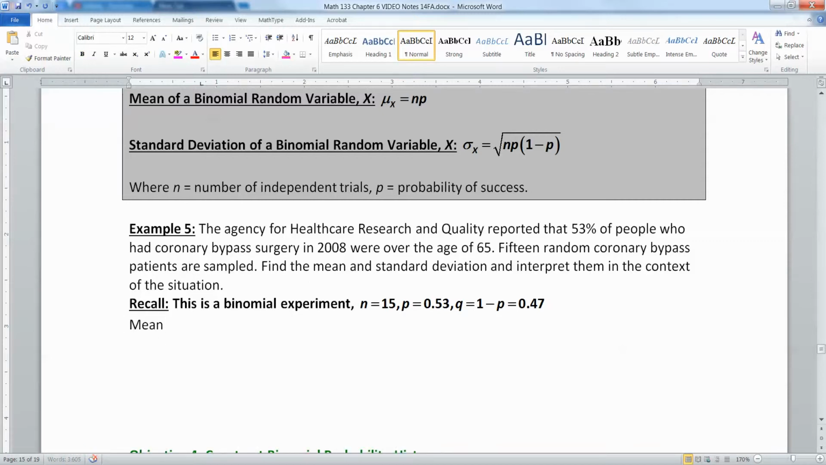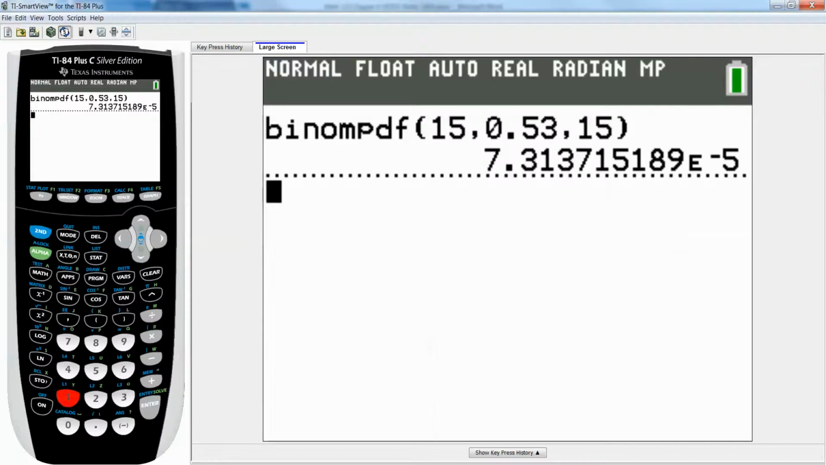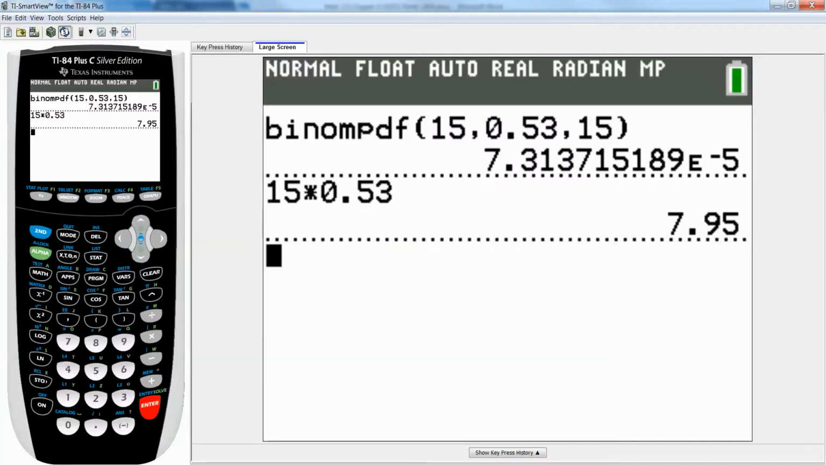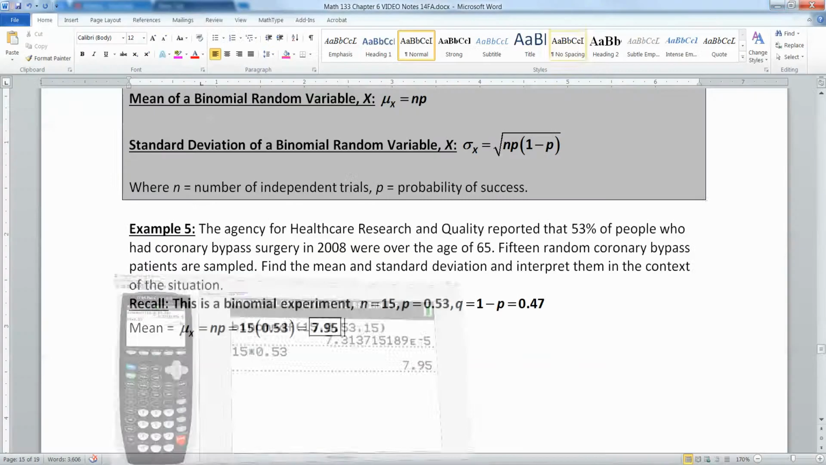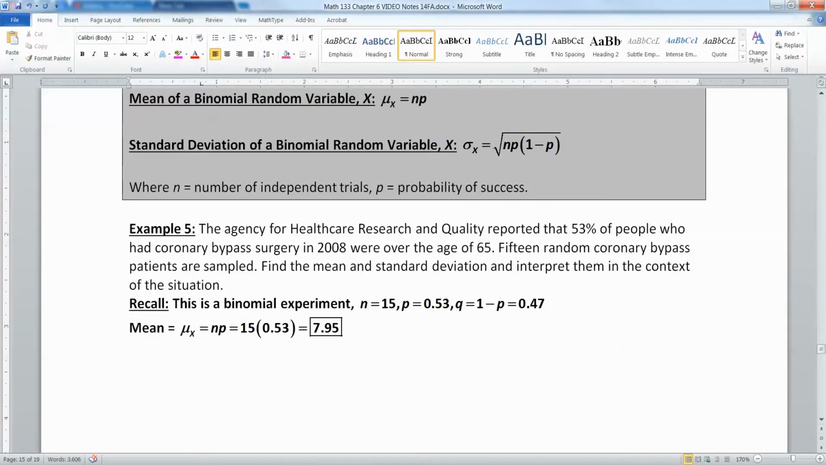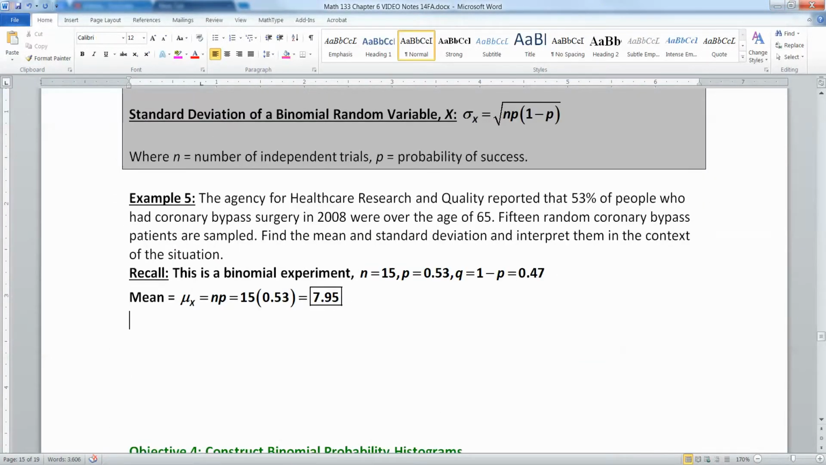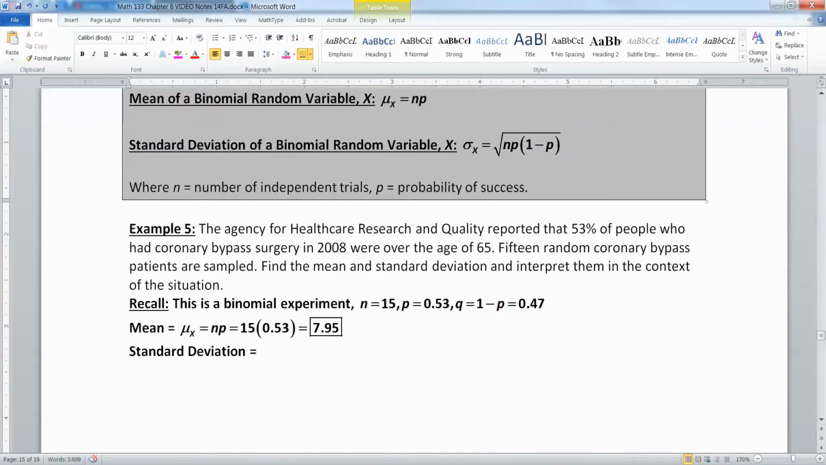So the mean is mu sub x, which is n times p, which is 15 times 0.53, which is 7.95. Now the standard deviation is equal to sigma sub x, which is the square root of n times p times 1 minus p.